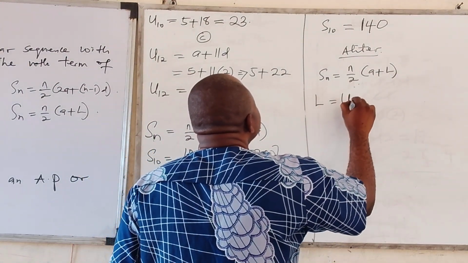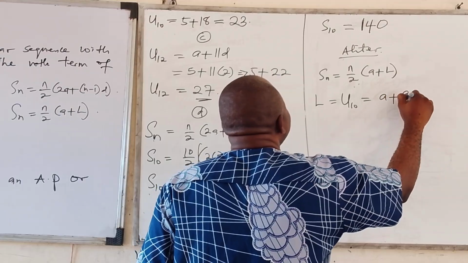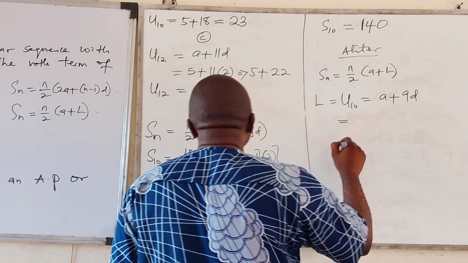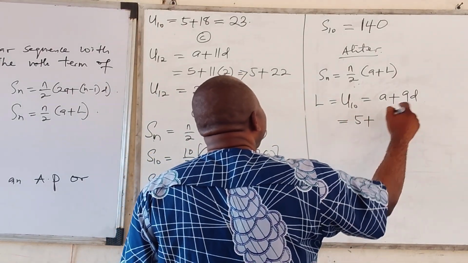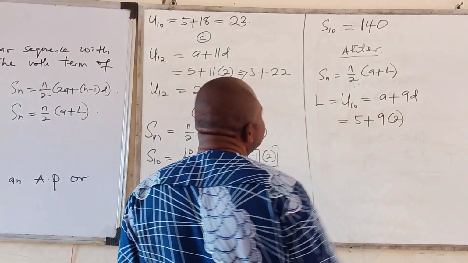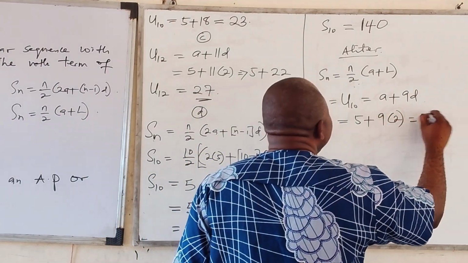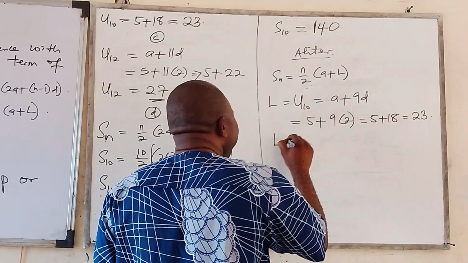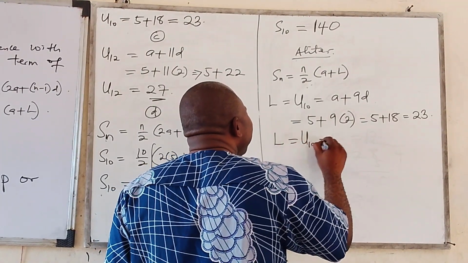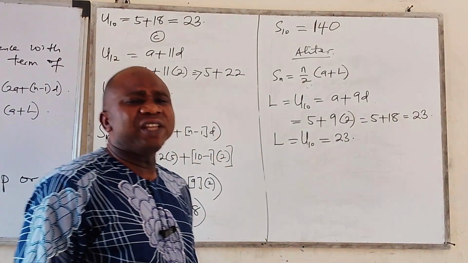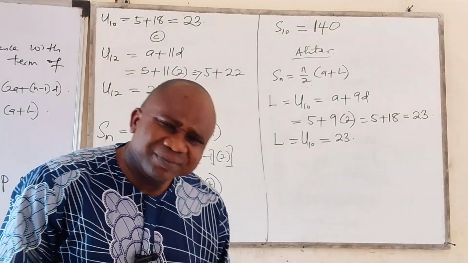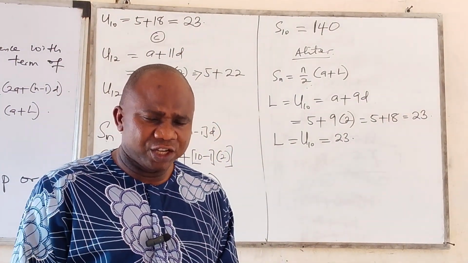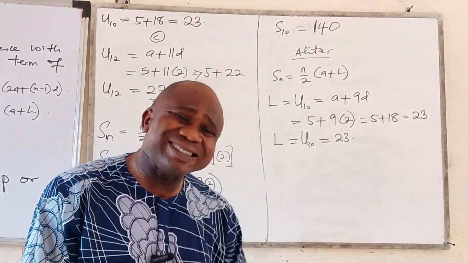Our L, which is U10, is A plus 9D. The value of our A is 5 and the value of our D is 2. So that will be 5 plus 9 times 2, which is 5 plus 18, and 5 plus 18 is 23. So the last term, which is the same thing as U10, is equal to 23. We are calling U10 the last term because U10 is the 10th term when considering the sum of the first 10 terms.